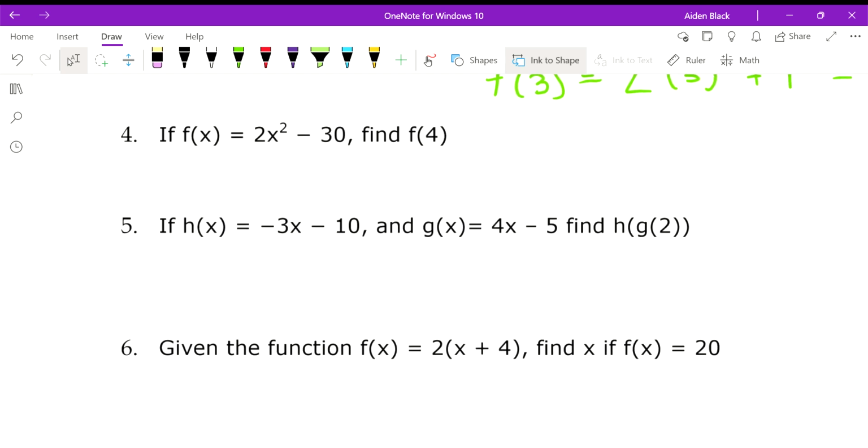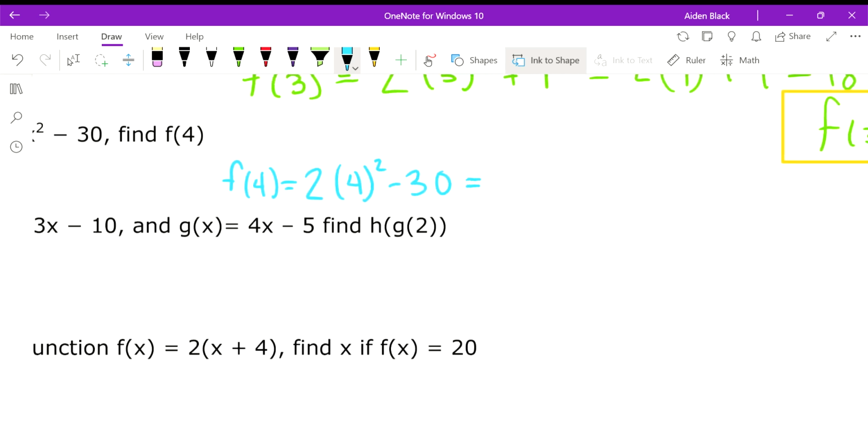This says the function is 2x squared minus 30. Find f of 4. If we're trying to find f of 4, we just need to plug in 4 for x. So f of 4 is equal to 2 times x, which in this case is 4, squared minus 30. 4 squared is 16. 2 times 16 is 32. We're still subtracting 30, so we get 2. f of 4 equals 2.